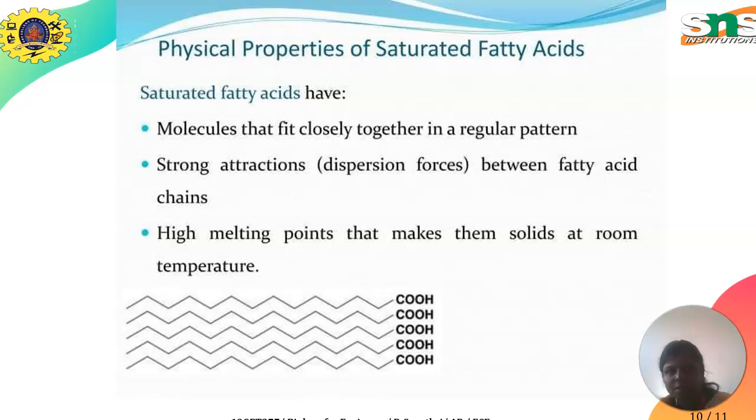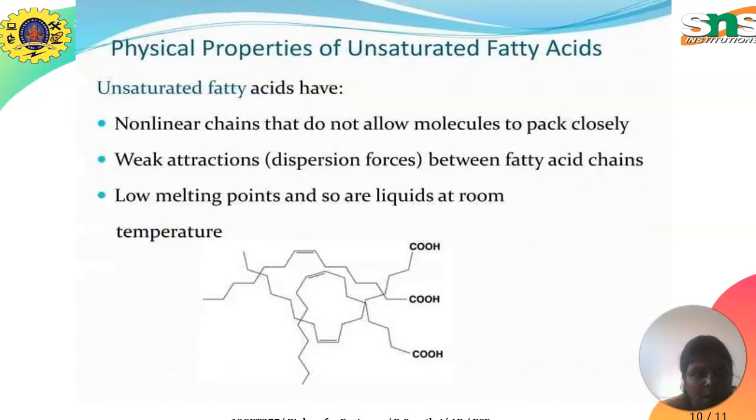Unsaturated fatty acids have non-linear chains that do not allow molecules to pack closely. The weak attraction, dispersion forces, between the fatty acid chains occurs. They have low melting points and so are liquids at room temperature. It has a non-linear chain, where the carbon, hydrogen, and oxygen are not arranged in a proper chain format.